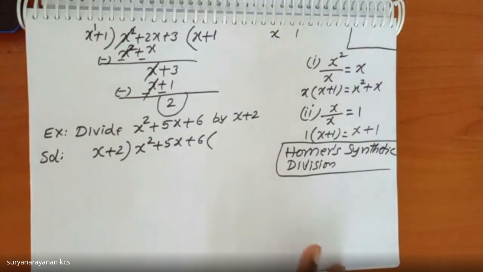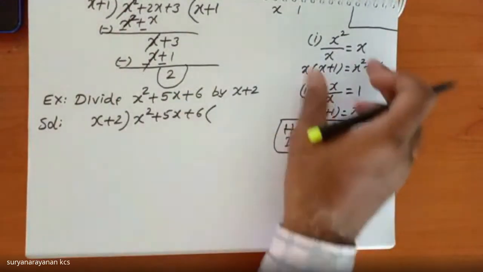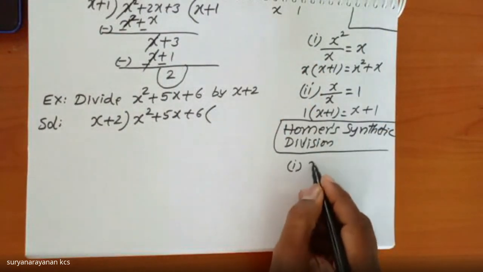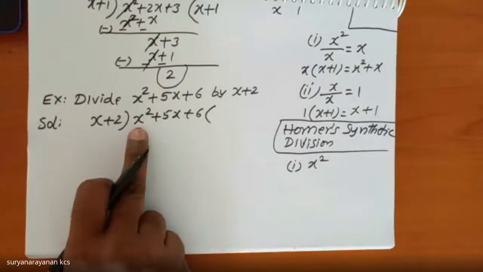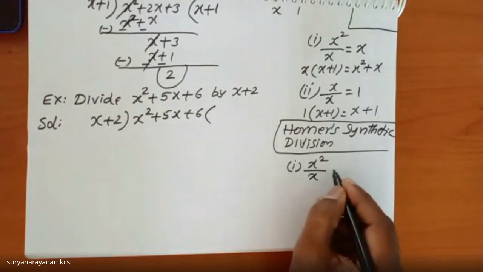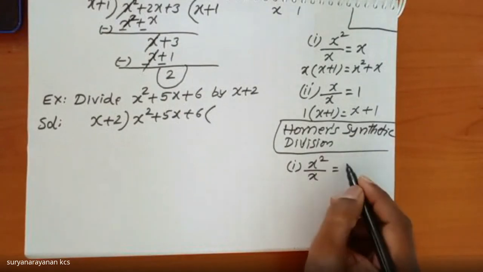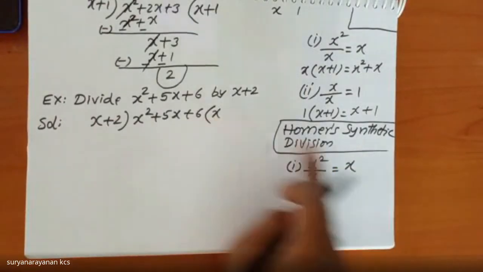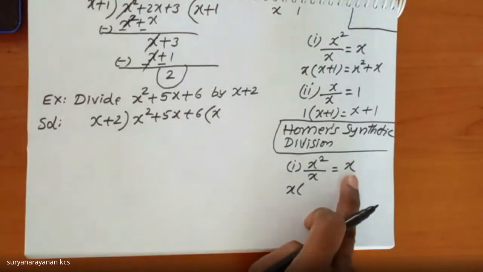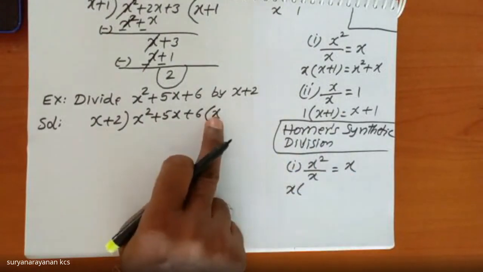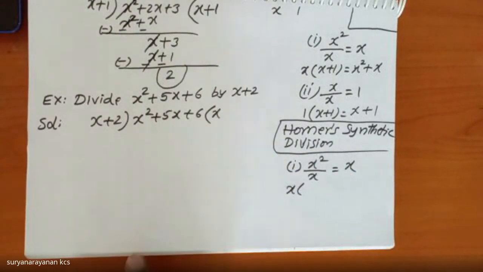Now we follow these steps. What is the first step here? The first term is x square, divided by the first term in the divisor, x. Then what is the quotient here? x. Immediately write this answer in the quotient part. This is the first term of the quotient.